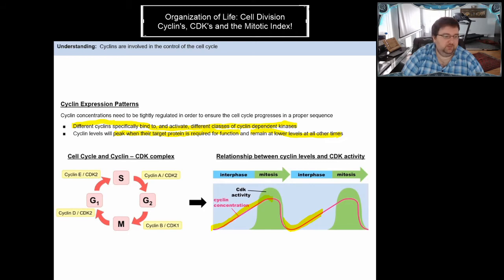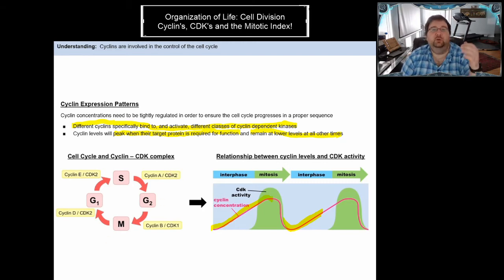And you can look in this little image on the right and see that there's different cyclins. Here's cyclin E that's going to bind to the cyclin-dependent kinase type 2. And this happens in between the first growth phase and the synthesis phase of your interphase. And between the synthesis phase and the growth phase 2, cyclin A is going to be interacting with cyclin-dependent kinase 2 and cause some other event to happen. Now, this is not important.